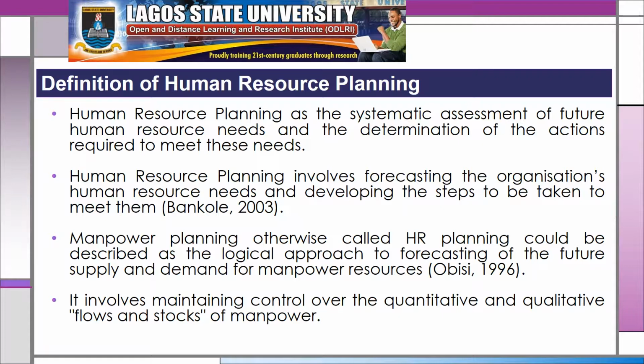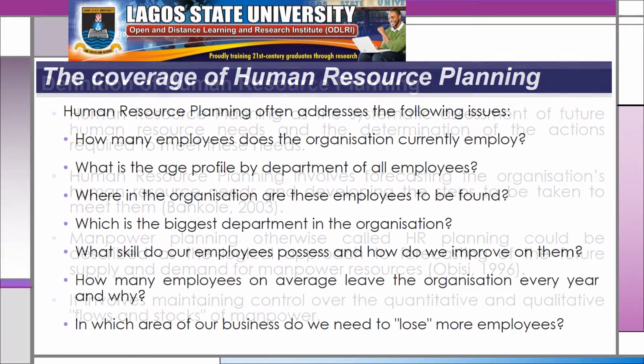So that is what the first definition refers to, an assessment of future human resources need, which Bankole also calls forecasting the organization's need, and Obisi also mentioned as a logical approach to forecasting future needs. So in synopsis, we can say human resources planning involves maintaining control of the quantitative and qualitative flow and stock of manpower requirements in every organization.